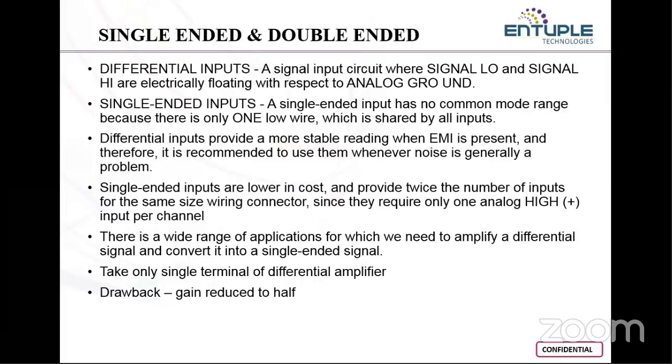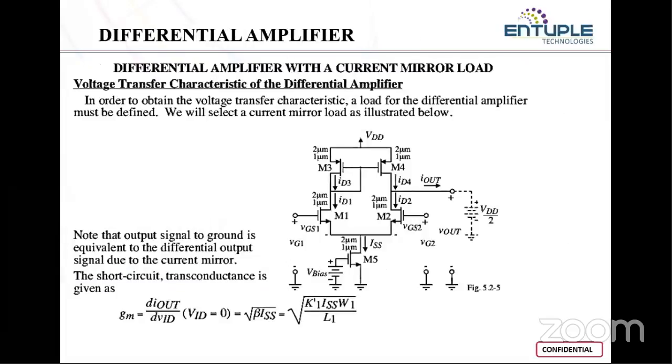And if you are looking for a cost-effective circuit, and you are trying to reduce the amount of external and internal wiring, then you can go for the single-ended input. The main advantage of a single-ended input is that you have a higher gain when compared to the double-ended circuit. That is why we go for a single-ended differential amplifier, and this is the type of circuit that we are going to look at.